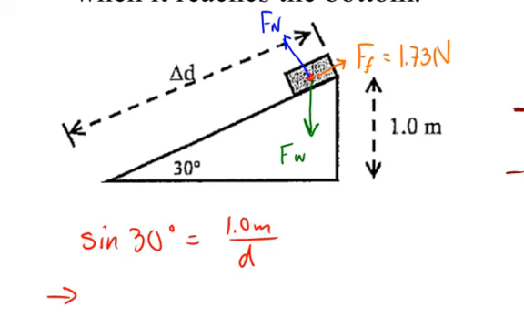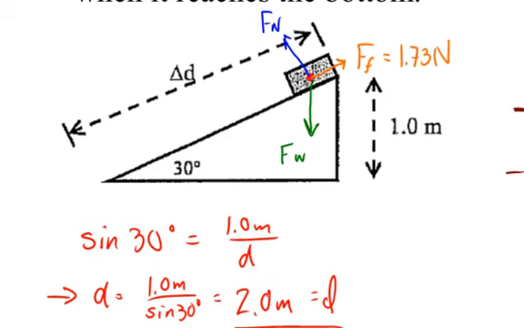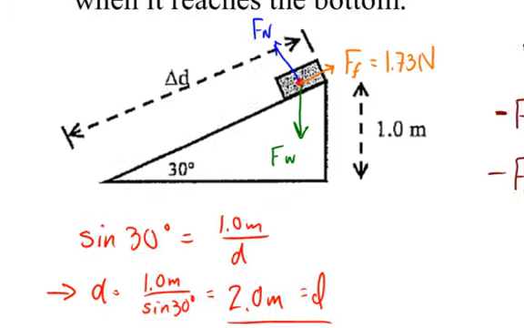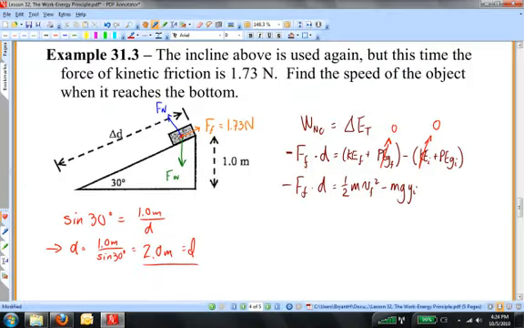The sine of 30 degrees is the opposite side of the angle, 1 meter, divided by the hypotenuse, which is the distance D that I'm looking for. Your authors call it delta D. I've put it as D in my formula. So D is going to be equal to 1 meter divided by the sine of 30. So the object slides 2 meters along the ramp. I'm going to use that information now to figure out what the final speed is.